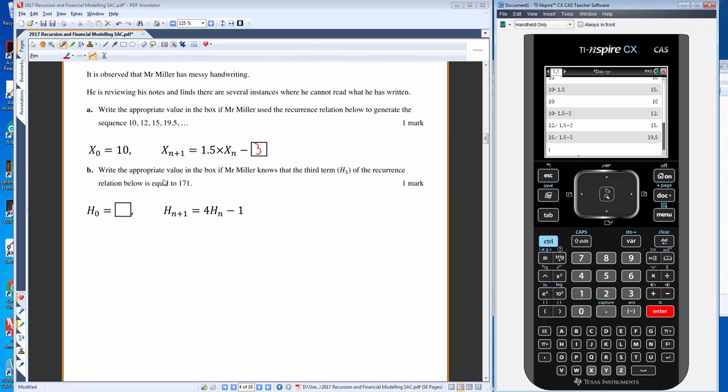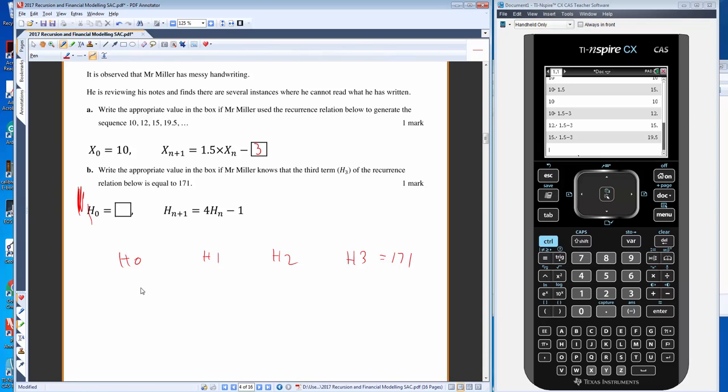This one here, students struggled with. Write the appropriate value in the box if Mr. Miller knows that the third term, H3 of the recurrence relation below, is equal to 171. What we need to know for this one is that H3 is 171. So basically we need to find H2, H1, and then the initial value. So how do we do that?